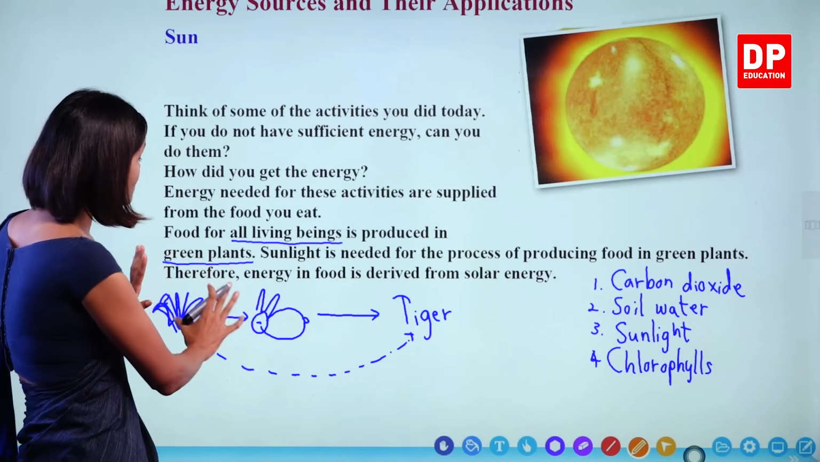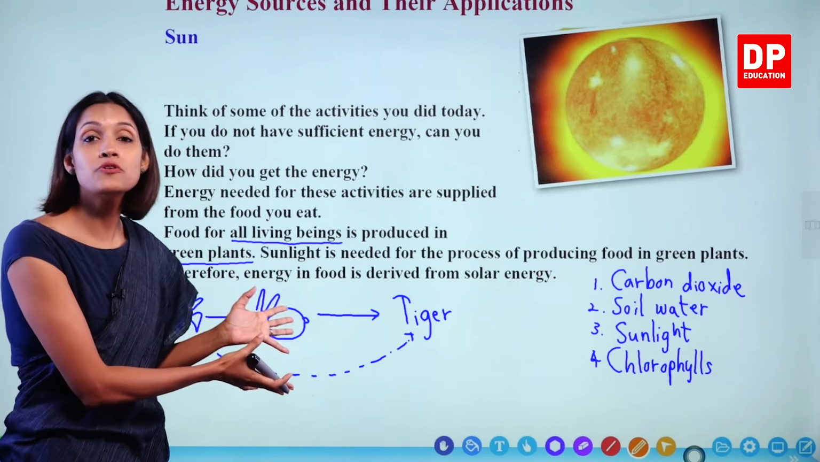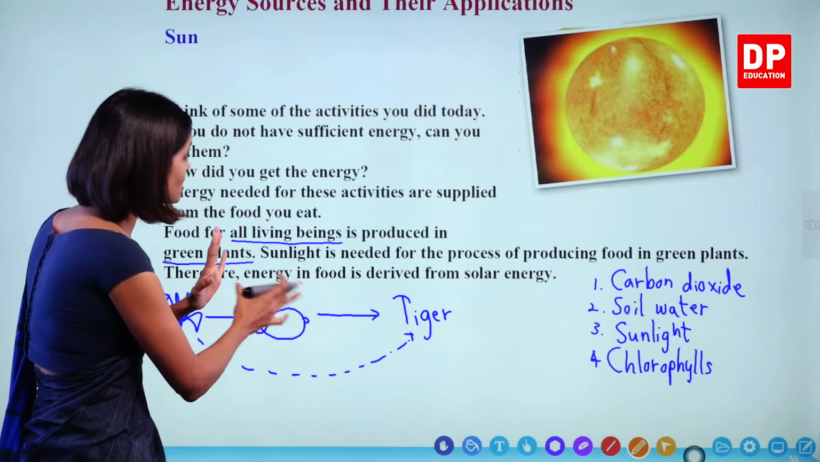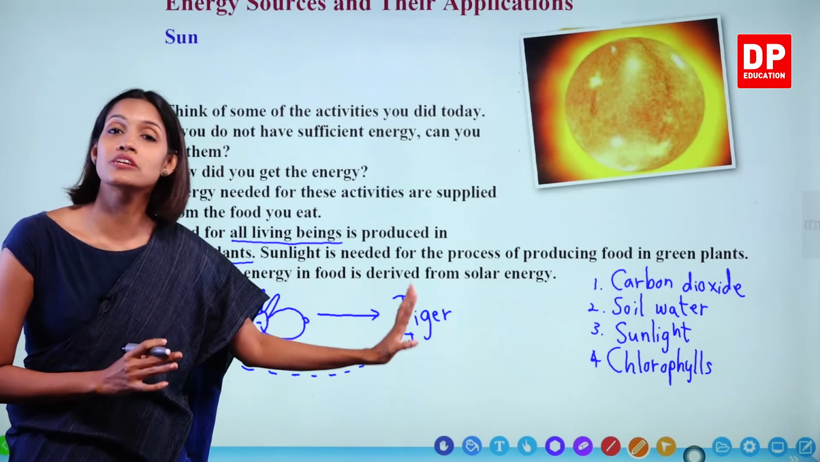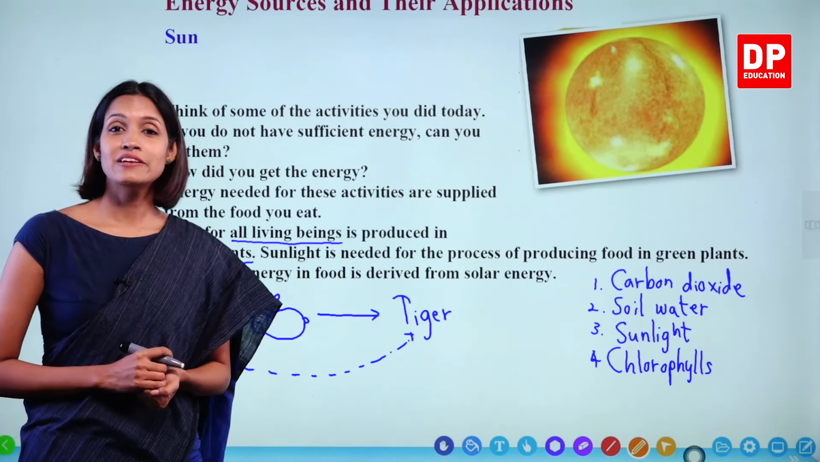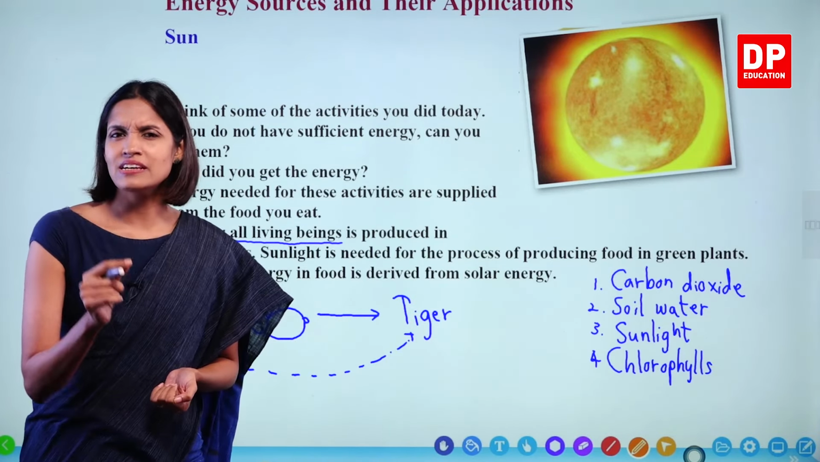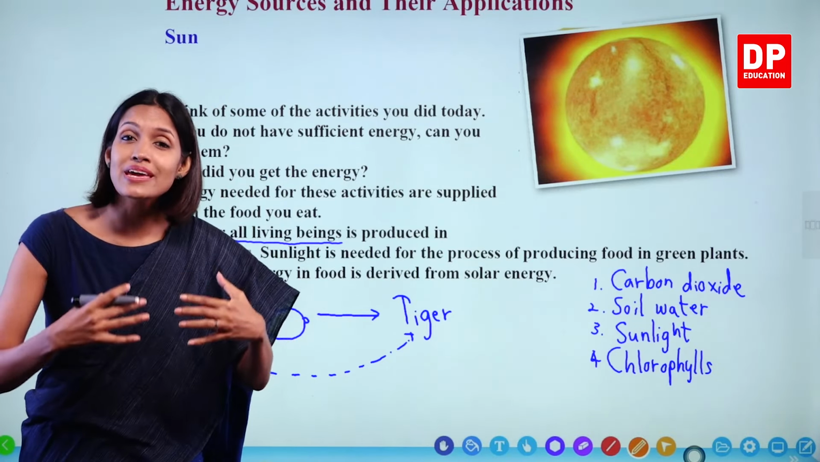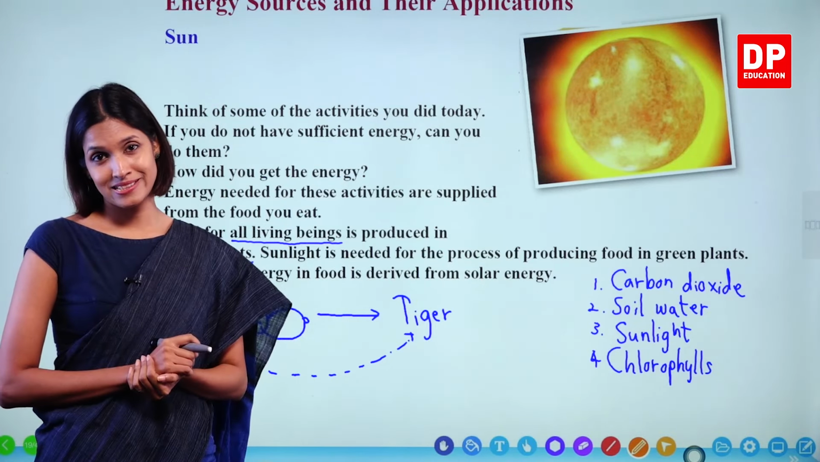If all the plants die, then all the herbivores will die because they don't have any food to eat. If all the herbivores die, what will happen to the carnivores? They will obviously die without food. So it's very clear how important the sun is in order to maintain life on earth.